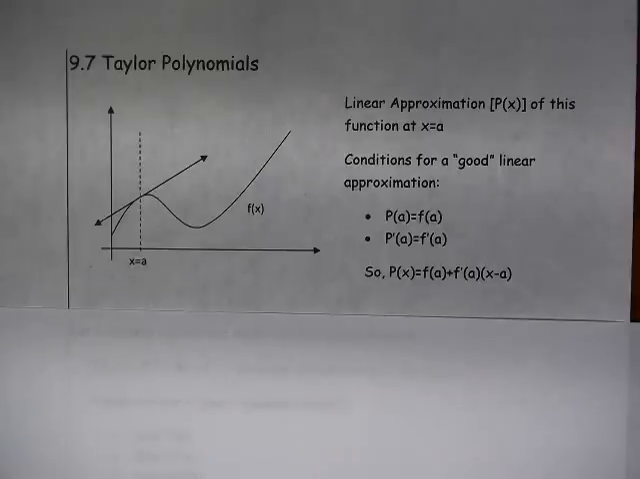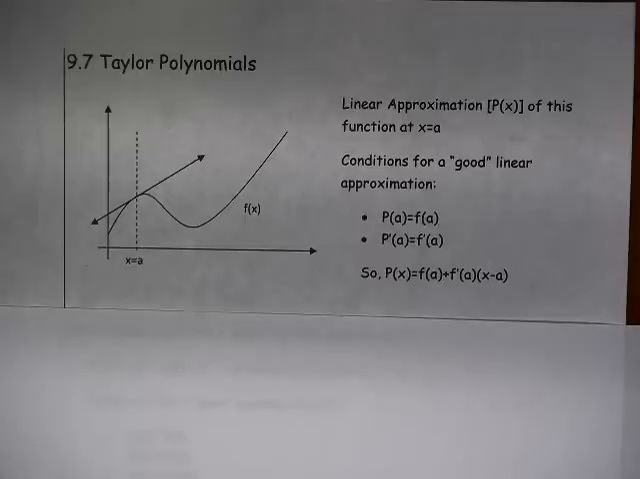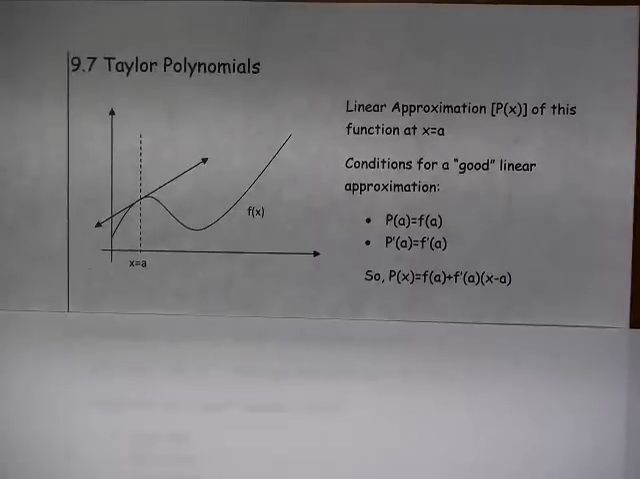In section 9.7, we're going to start talking about Taylor polynomials. So these are a really important topic in our BC Calculus course. A Taylor polynomial is a polynomial approximation of a given function. It can be an approximation of another polynomial. Typically, the practical application is a polynomial approximation of some transcendental function, like an exponential or a trigonometric function or something like that.